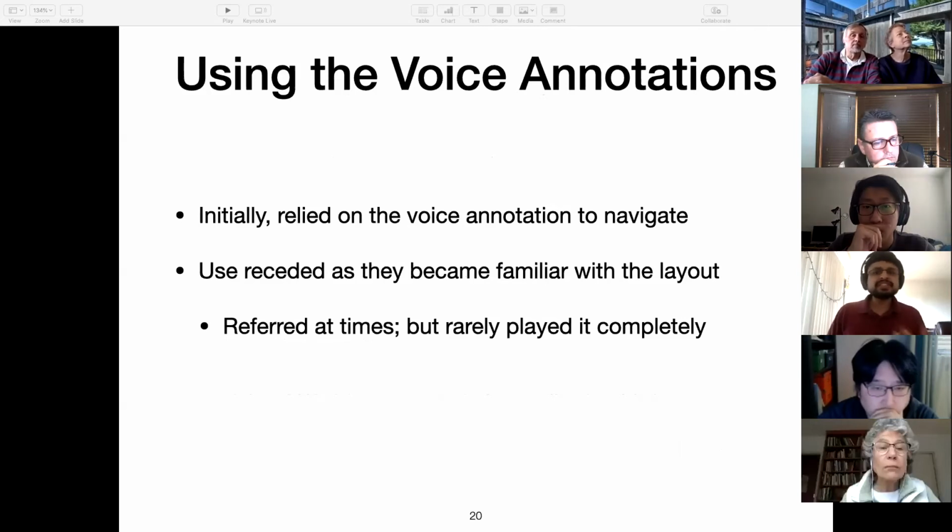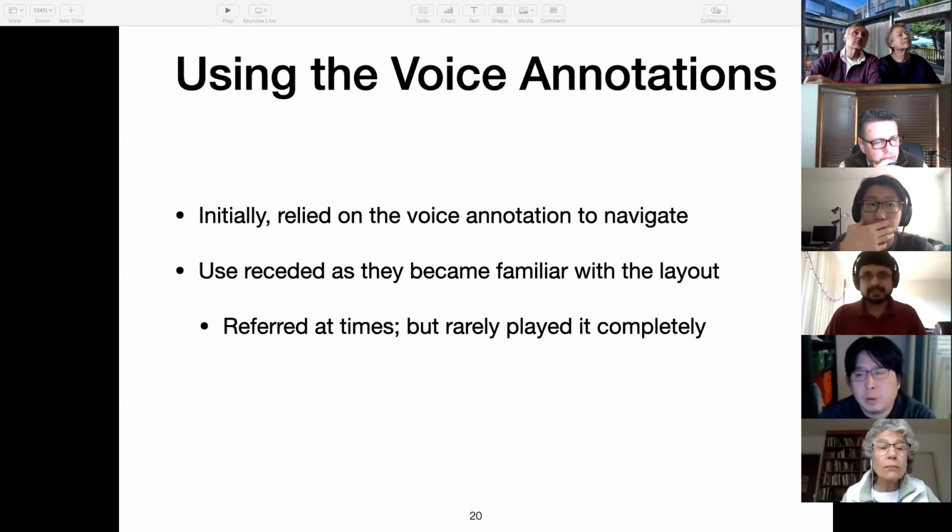The sister survivors initially relied on the voice annotation to navigate. However, the use receded once they became familiar with the layout of the website. They referred to the voice annotation at times, but just to remember what to do, and rarely played the audio completely later on.